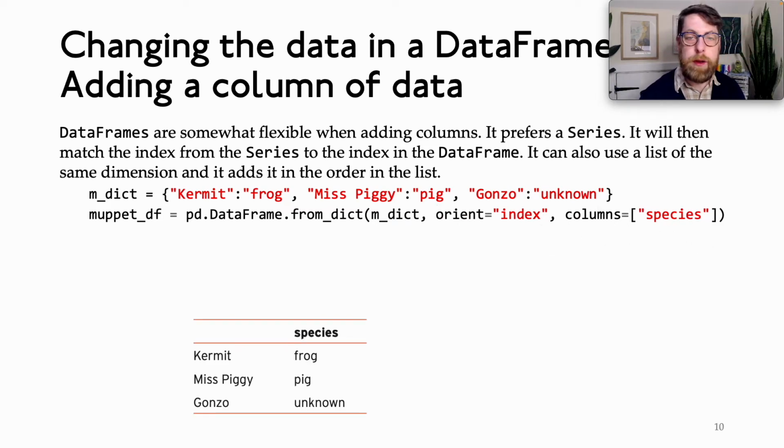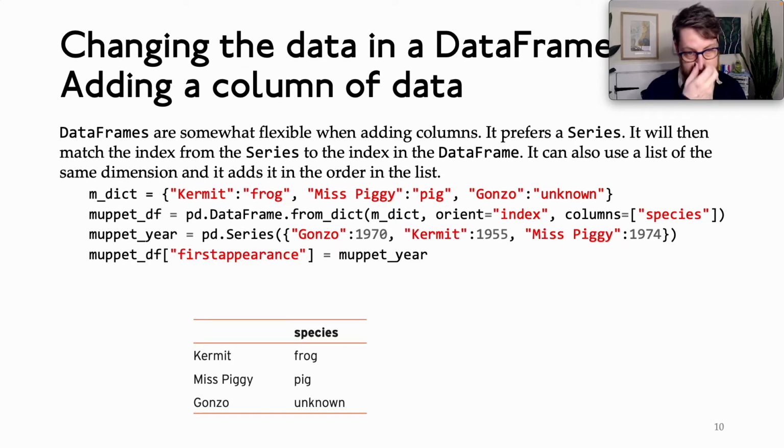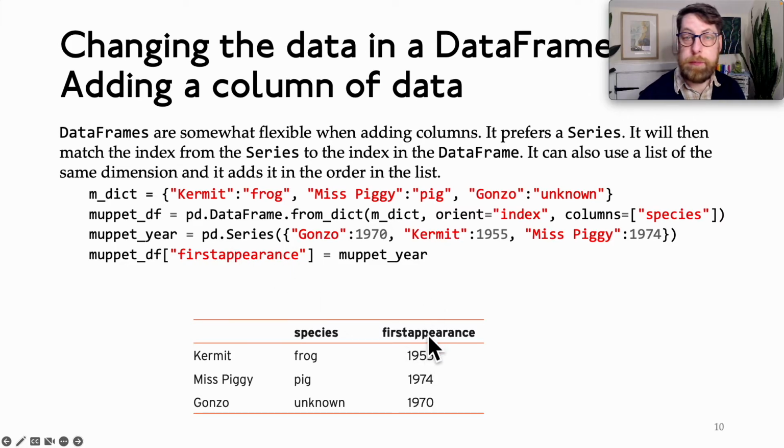All right, so now if we want to add a column to this data frame, for example, we have a new dictionary right here. Now you'll notice that the order of the things going in the dictionary is different, but they still have the same keys. They still have a key for Gonzo, a key for Kermit, and a key for Miss Piggy. So when we make that a series called Muppet Year, we can then just add that series to our data frame, and it'll just be the next column over.